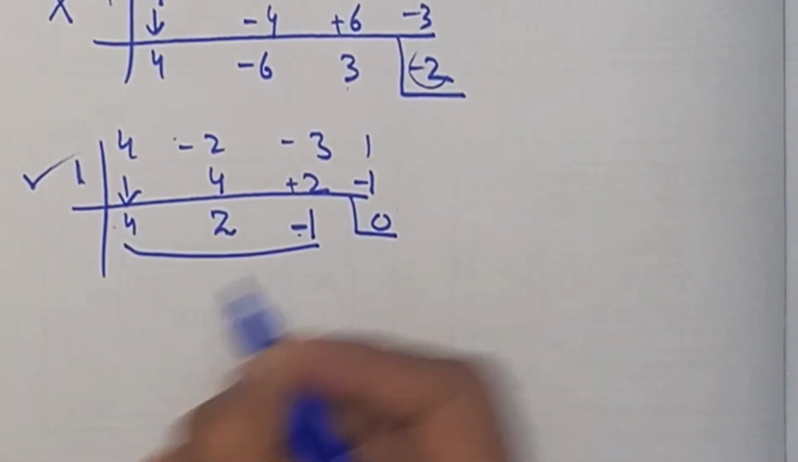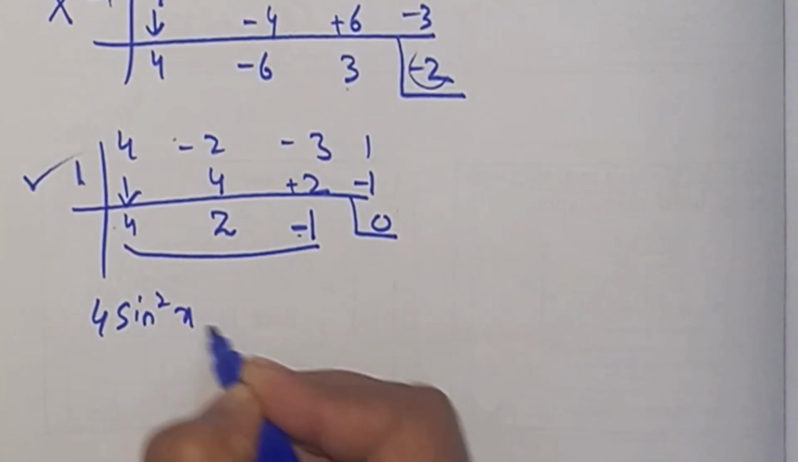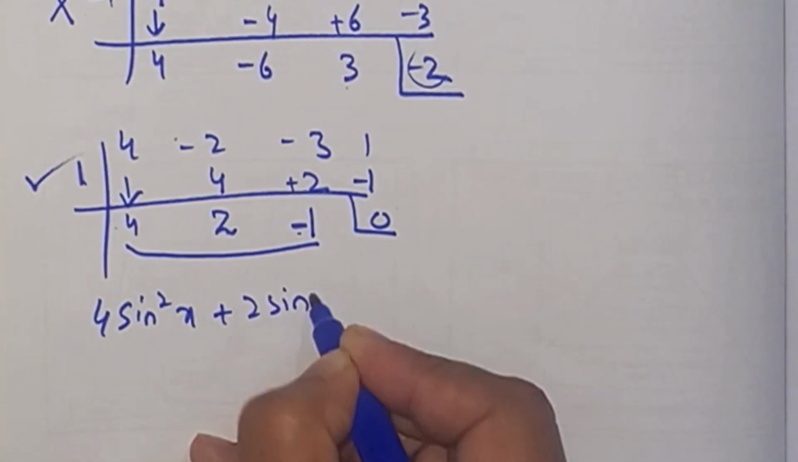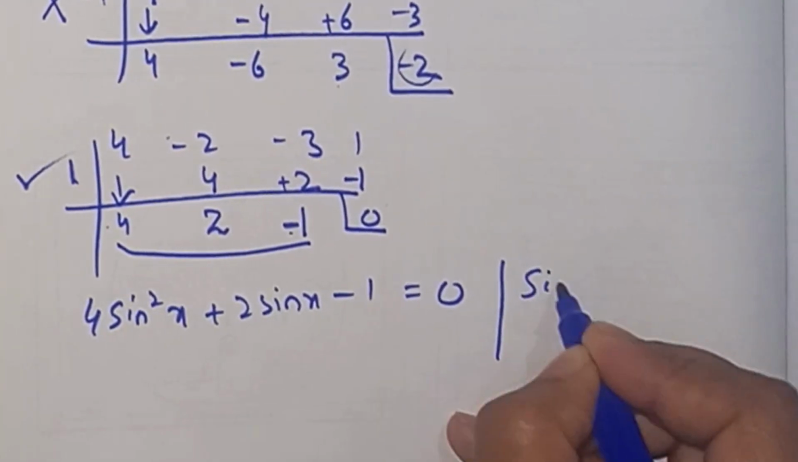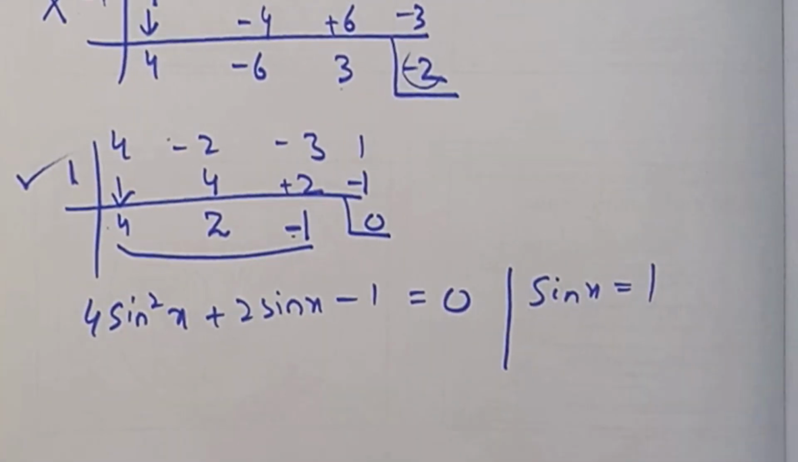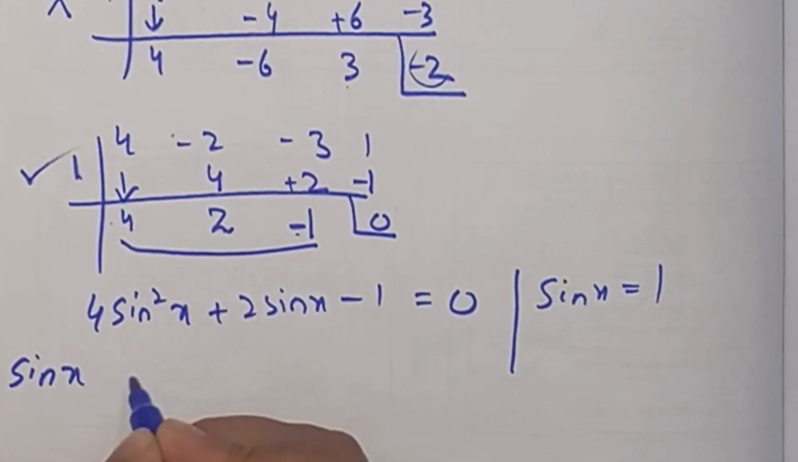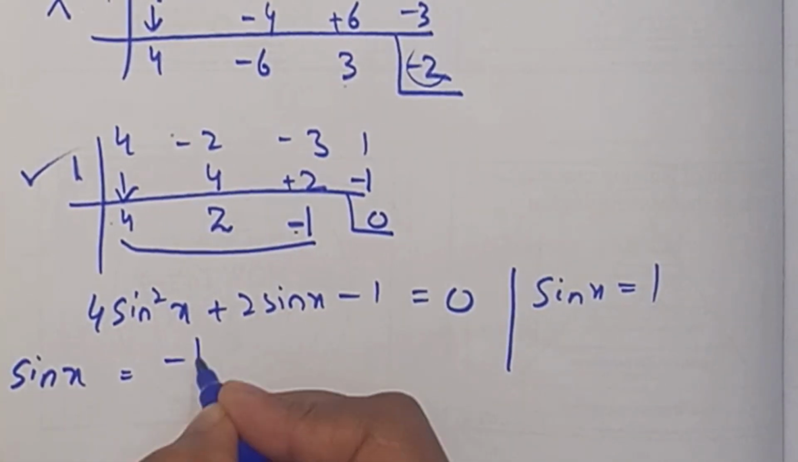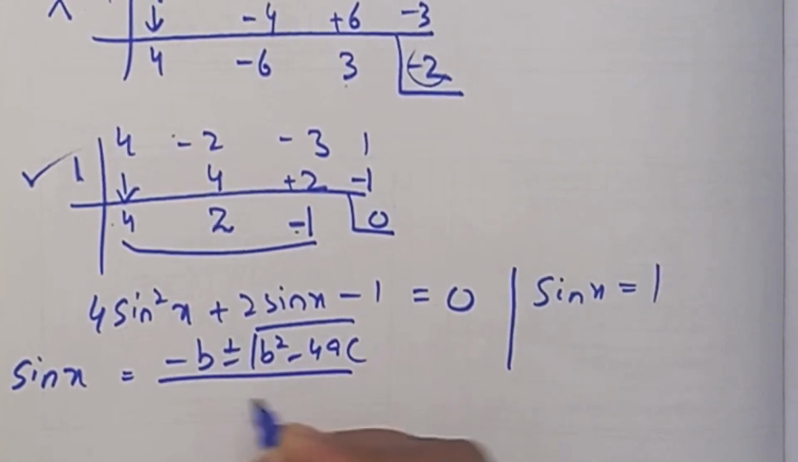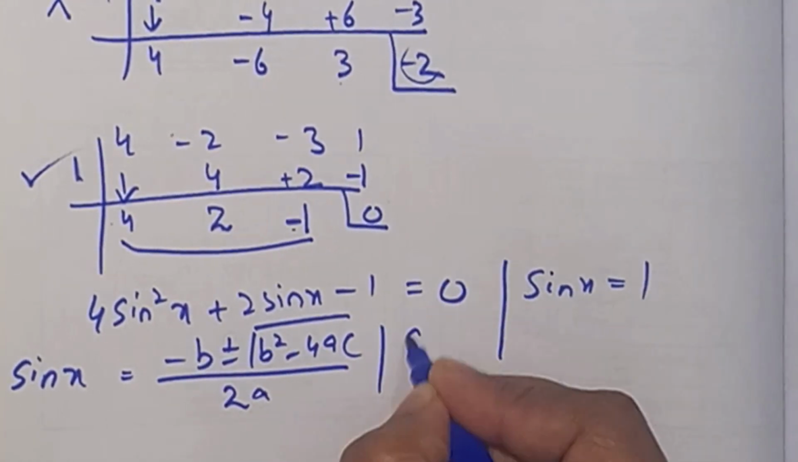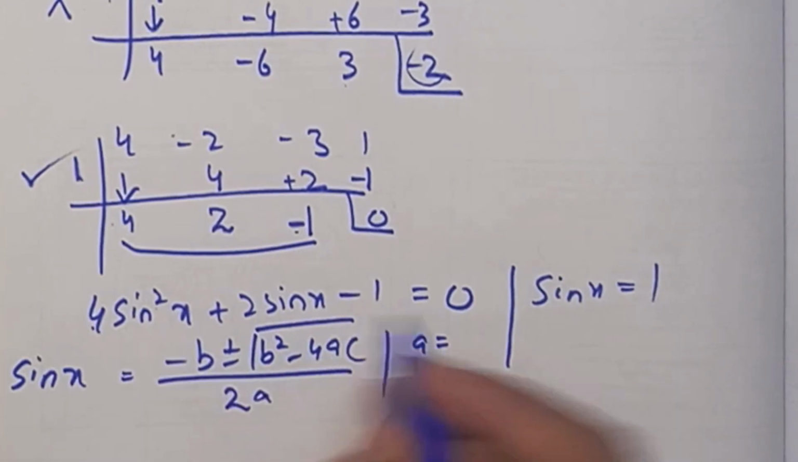So we write the remaining part as 4 sine square x plus 2 sine x minus 1, equal to 0. And one factor is sine x equal to 1. Look at this, this is a quadratic equation, so we use the quadratic formula, which is sine x equals minus b plus or minus square root of b square minus 4ac over 2a. And a is the coefficient of sine square, which is 4.